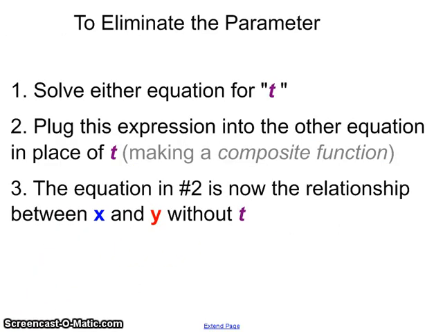And so let's just review the process quickly here. We are going to eliminate the parameter by first solving either equation for t. Start with either x or the y. Take the expression t equals whatever, the equals part, plug that in place of t in the other equation. And then finally, you're going to take that other equation and solve it so that we get y as a function of x. And we get the relationship between x and y without the parameter t involved.